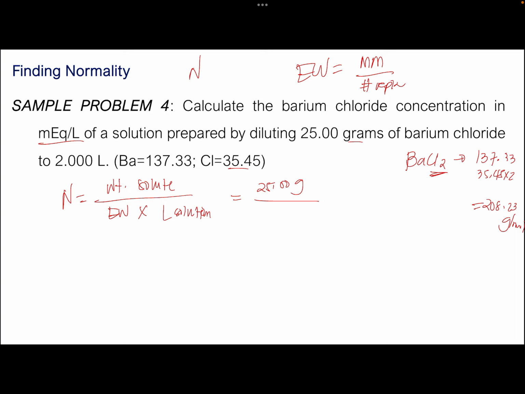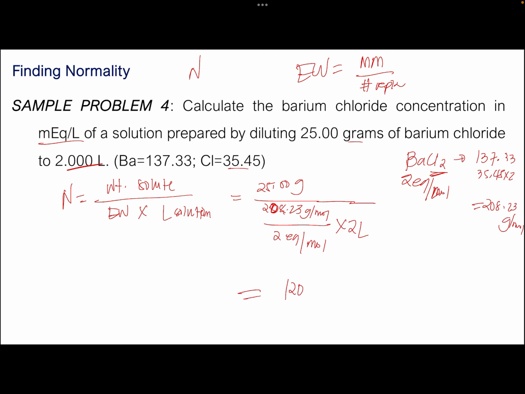Okay, so EW again, 208.23 gram per mole divide the number of replaceable, how many for barium chloride? We have 2 equivalents per mole. So 2 equivalents per mole times liter. How many liters are given here? 2 liters.